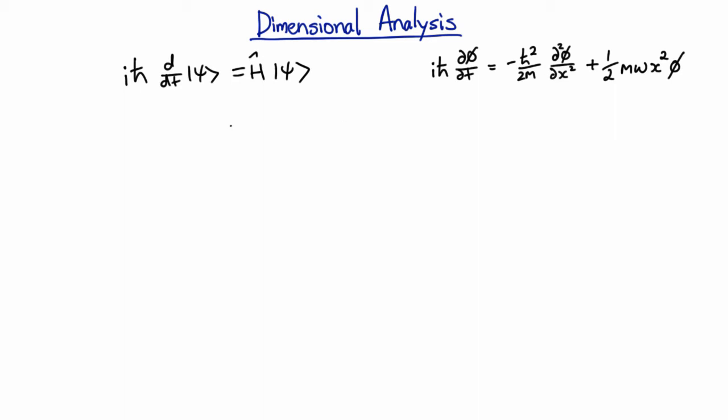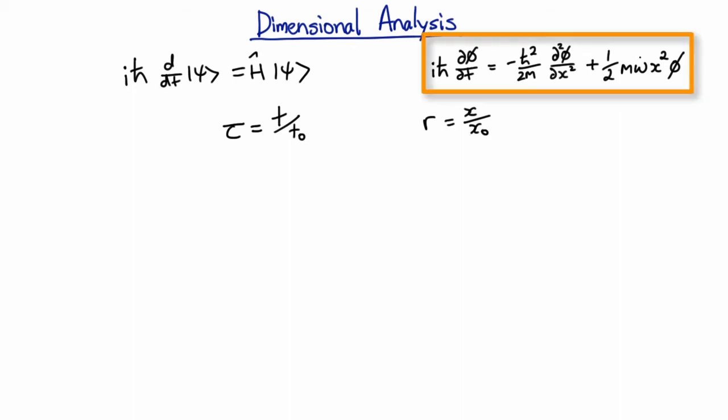And so I'm going to pick some time scale. So tau is going to be dimensionless, not dimensionful. So it's going to be proportional to t, but we're going to divide it by some time scale. And r is going to be dimensionless, and it's going to be proportional to x, but again divided by some length scale, x naught. And now I'm going to put this equation here into that.